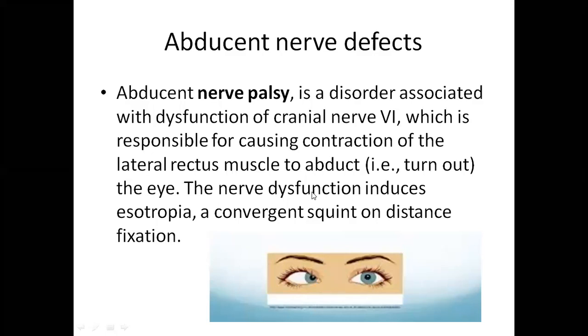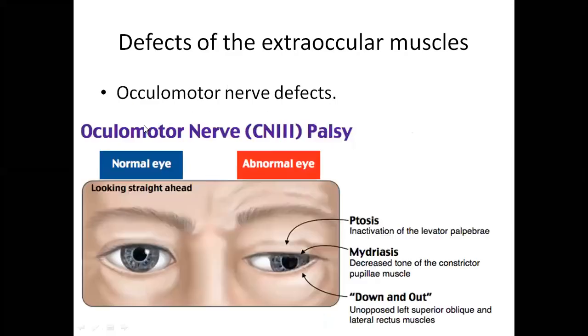Okay? So the nerve dysfunction induces esotropia, a convergent squint. If the eyeball goes inward, it is called convergent, and if it goes outward, it is called divergent squint. On distant fixation, whenever you look at something far away, the eyeball in such people moves medially if the abducent nerve or the lateral rectus is not working, so the patient suffers from a convergent squint. I told you what squint is: when the opposite muscles are not working properly, that causes the squint.